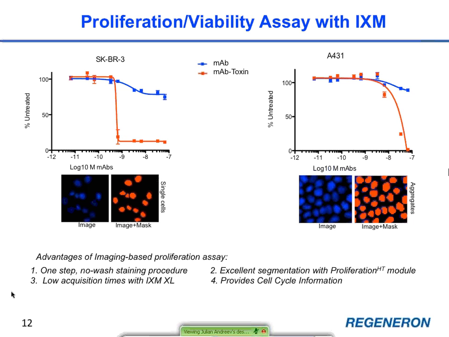To overcome this obstacle, we use a one-step fixation, permeabilization and staining procedure, by adding paraformaldehyde and saponin first to the medium with cells for 20 minutes, and then washing once and acquiring whole well images on IXM cell at 10x. Then, images are analyzed using the proliferation HT module by MetaXpress. The one-step, non-washing staining procedure gives you excellent segmentation with this proliferation HT module, even if nuclei are closely localized to each other, as you see on the right panel. Another advantage is the low acquisition time with IXM cell. In addition to that, this method also provides cell cycle information, which is critical in ADC projects.